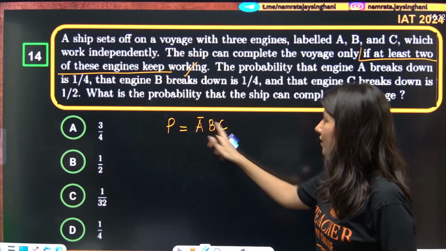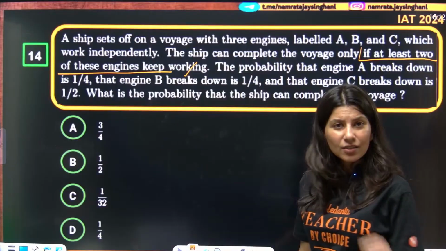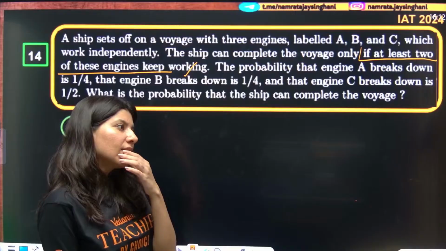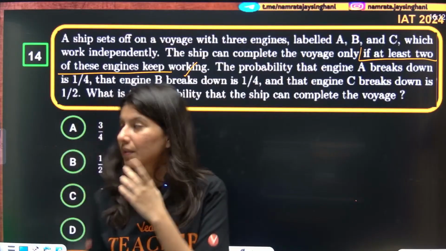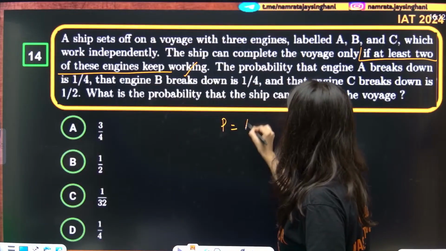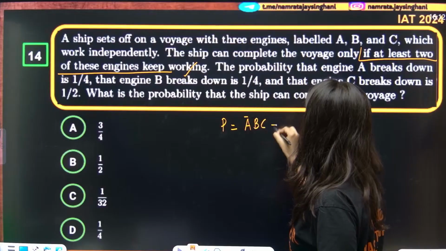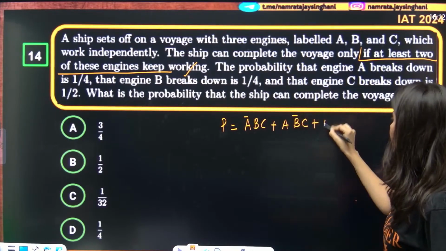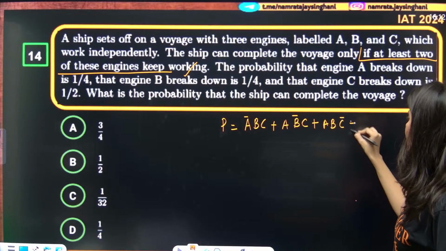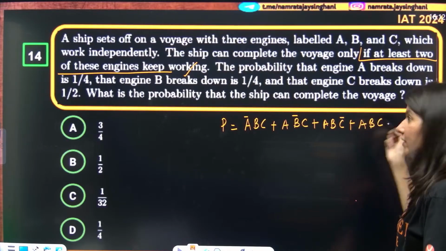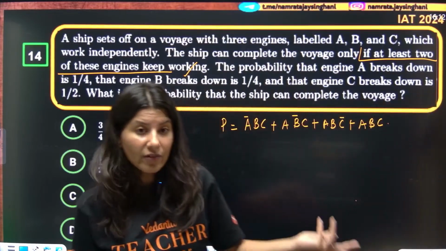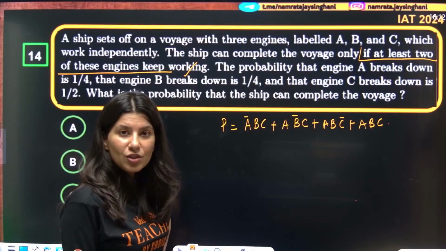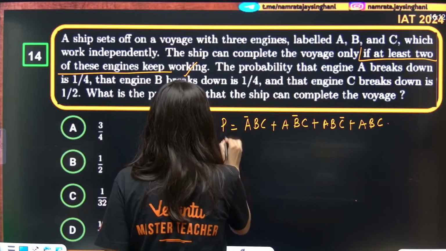See, if all three stop working, no? If 2 stop working, then also it's a problem, no? Then the probability will be: A stops working, B and C are working; A is working and C is working, B stops working; here, A and B are working but C stops working; and the last thing is all 3 are working. If all 3 are working, then also your ship can complete the voyage. Yes or no?